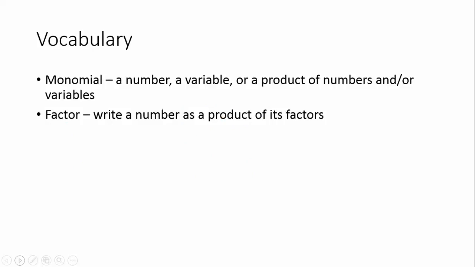Two more vocabulary terms. A monomial. A monomial is a number, a variable, or a product of numbers and variables. So a monomial does not contain any addition or subtraction signs. We're going to practice factoring some monomials where we're splitting up the variables and doing a factor tree on any coefficient that might be out in front.